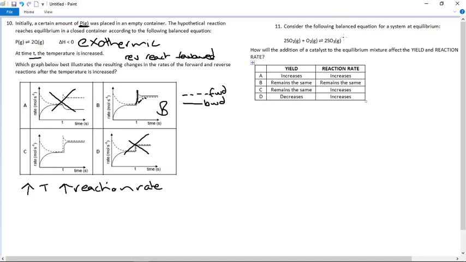Number 11: consider the following balanced equation for a system at equilibrium. 2 sulfur dioxide plus oxygen goes to 2 sulfur trioxide. How will the addition of a catalyst affect it? Remember, a catalyst speeds up the reaction rate of both the forward and the reverse reaction, so we get rid of this one. And what will happen to the yield? It does absolutely nothing to the yield. The answer is C. The yield remains the same, although the reaction rate increases. You are not going to produce any more sulfur dioxide or sulfur trioxide; you will just produce the same amount a little bit faster.